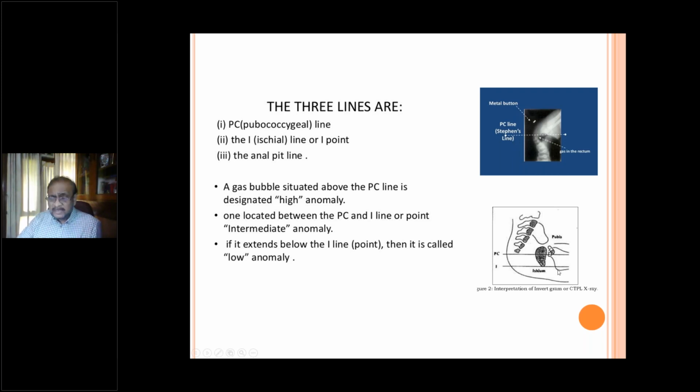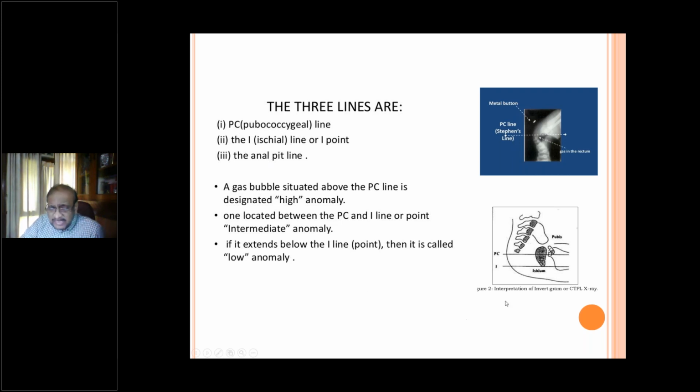And what are you looking at? Now you're looking at the gas shadow. Gas shadow above the PC line, high anomaly. Gas shadow stops here, high anomaly. Between these two lines, intermediate anomaly. Below is a low anomaly. Very simple. So the interpretation of the invertogram is easily done by the two lines, the pubococcygeal line and the ischial line.